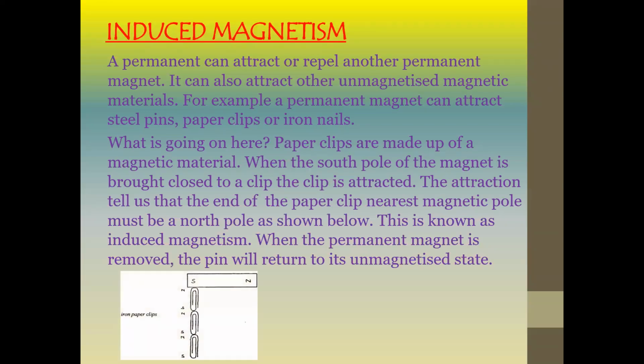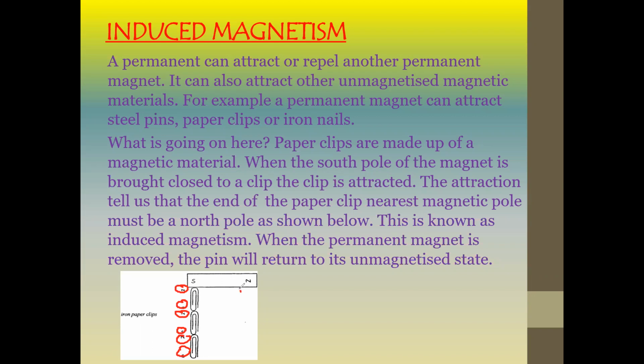So as you can see here, we have south and north. When we bring these paper clips, the opposite pole will be induced. So this will be north, then south. The next paper clip will be north, south. Another paper clip, north and south.